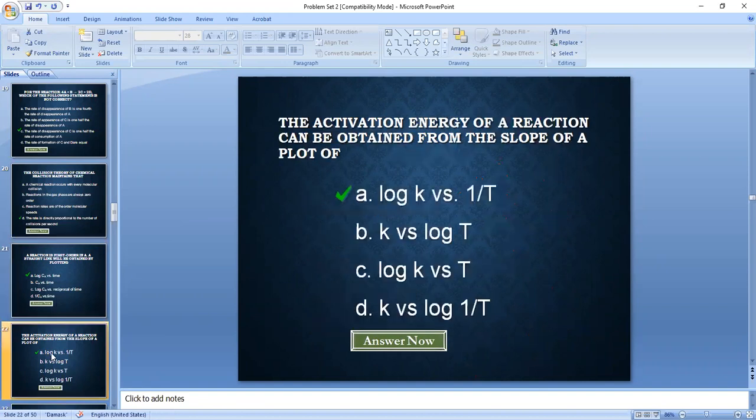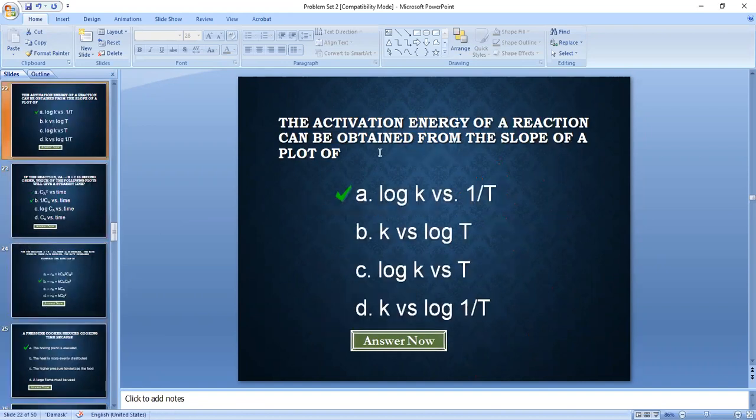This one is similar to the previous one, it's talking of a different order. The activation energy, it's not yet the one that I have in mind. So the activation energy of a reaction can be obtained from the slope of the plot of log K versus 1 over T. If you recall again the equation, we have K equal to e raised to negative E over RT. This is our Arrhenius equation. So the activation energy of a reaction can be obtained from the slope of the plot of what? So you need to take ln of both sides.